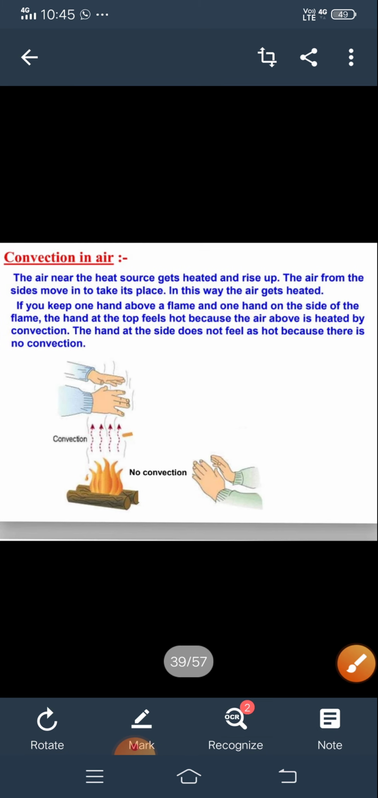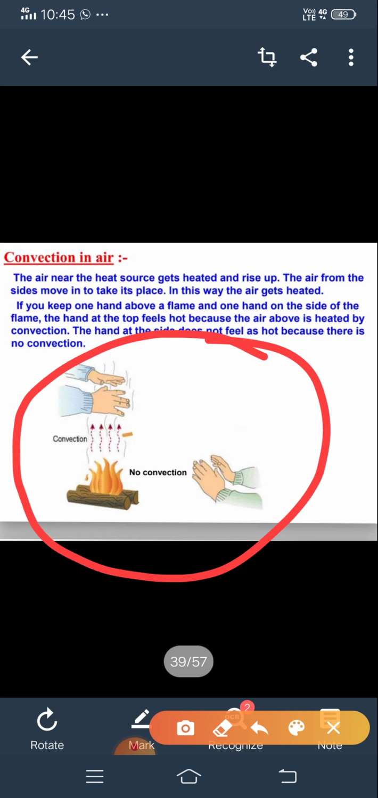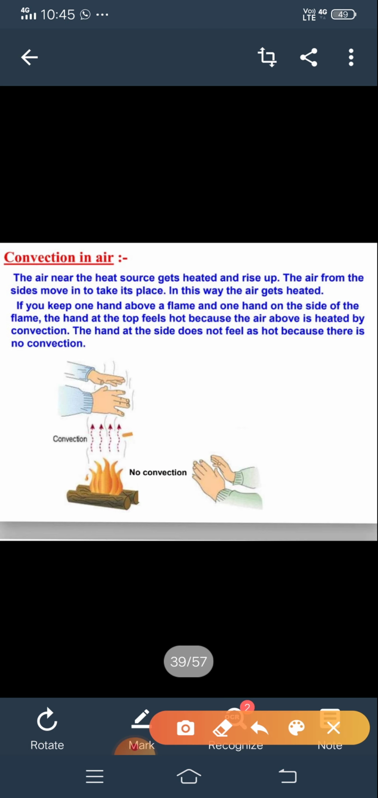Next, convection in air. Just observe these diagrams. Convection in air, what do you mean? In the air, the part near the heat source gets heated and rises up. See here, this is the convection rising up. The air from the side moves in. It takes place in this way.